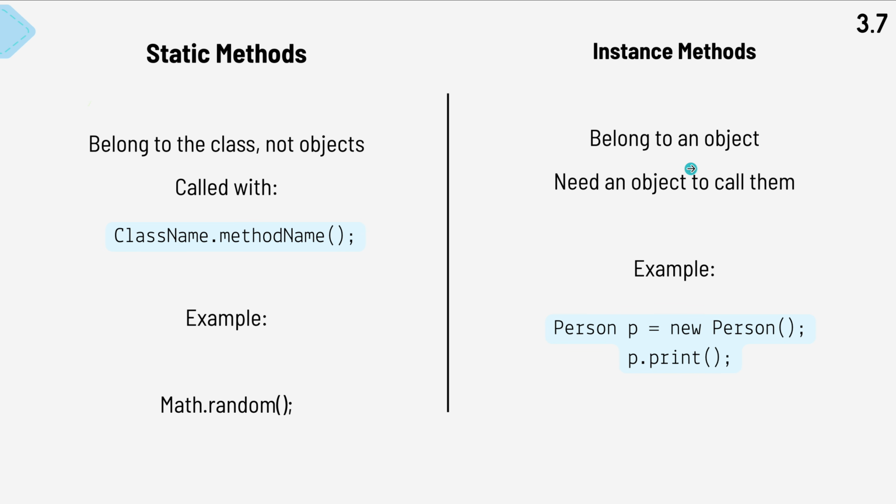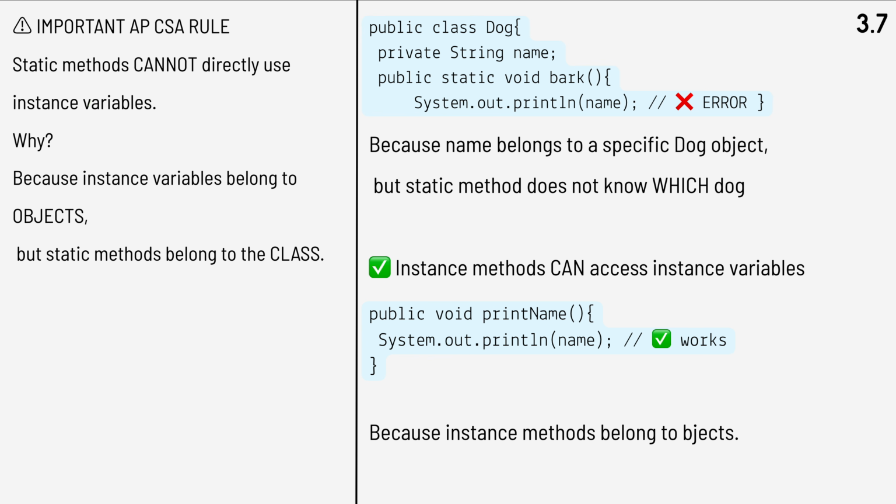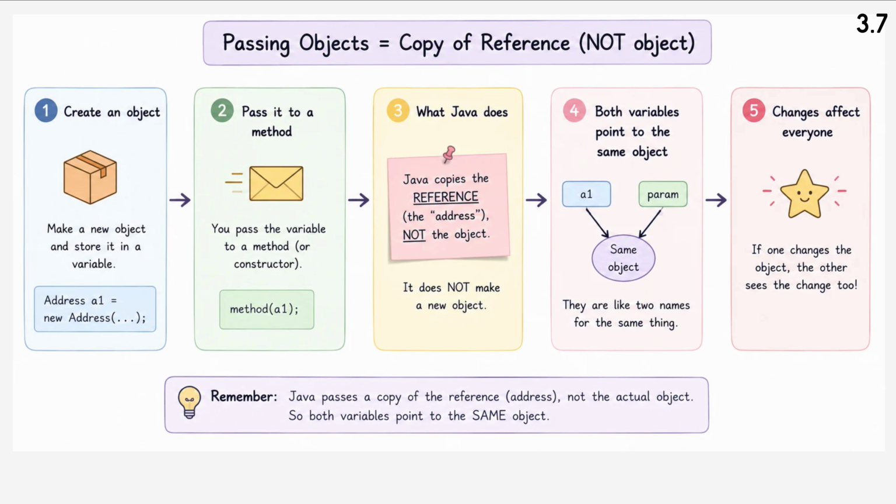Instance variables are things that belong to the objects. You need an object to use them, to call them. So we make an object over here and then we call an instance method. Now, an important rule is static methods cannot directly use instance variables. That means over here, if I'm trying to make a method that has an instance variable over here, it's not going to work because they don't really know which dog we're talking about. Over here, instance methods can access instance variables because instance methods belong to objects.